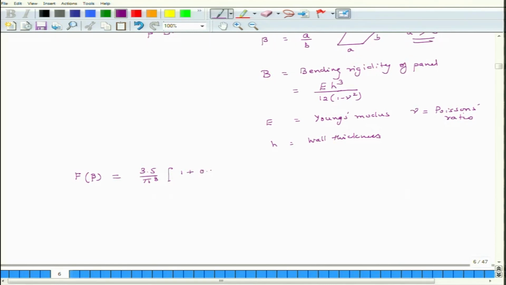0.1033 tan hyperbolic pi by 2 times beta minus 1.